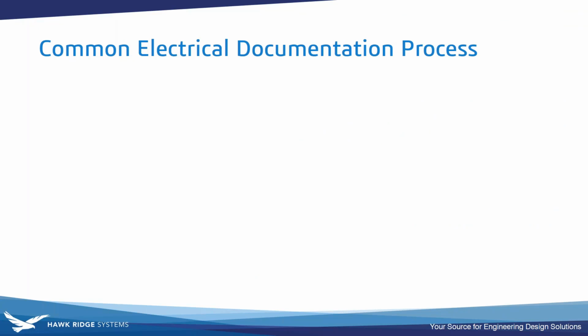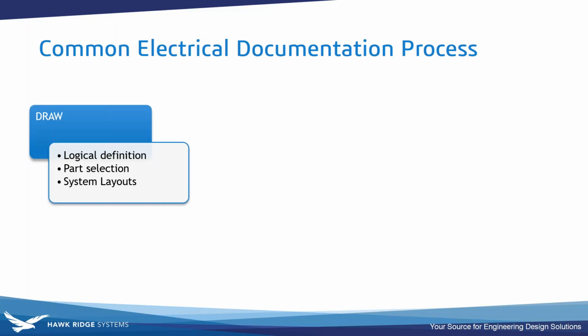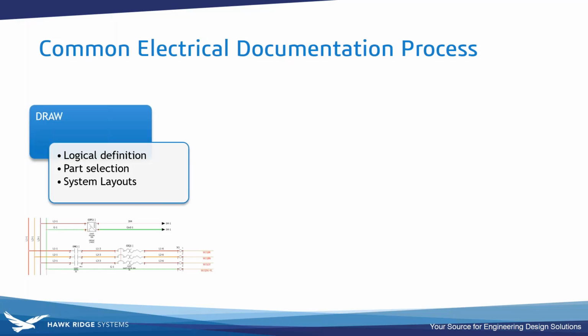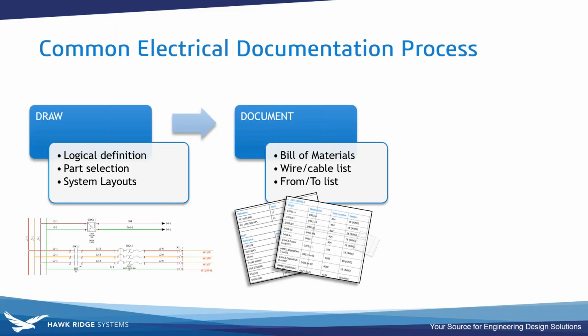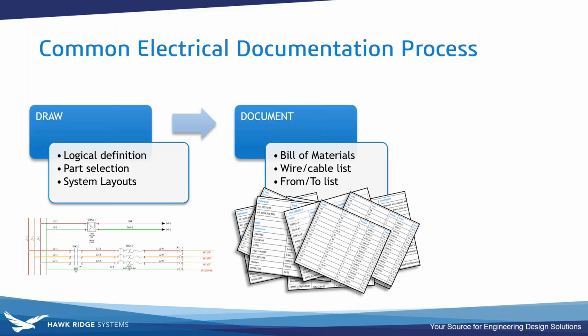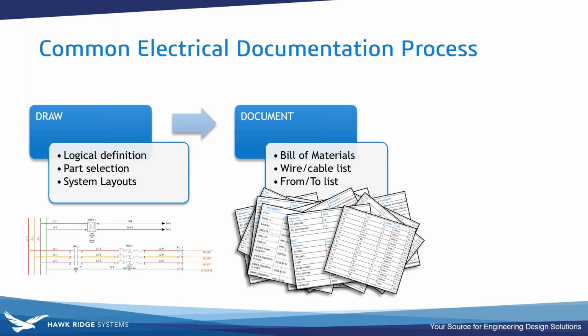All right, so to give you an idea of what we're looking at. Some of the things that we thought about, and SOLIDWORKS has thought about, is the common electrical documentation process. Typically we do our drawings: logic definition, part selection, system layout, and then we have our schematic. And then we've got to document that. So we've got to create our bill of materials, our wire and cable list, our to-from lists. All of that reporting has to come up and get documented, right?